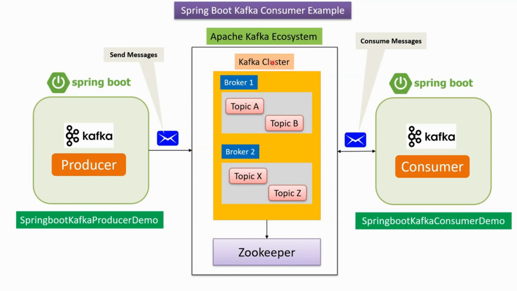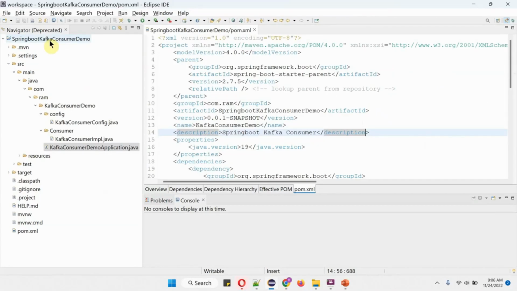It has a Kafka cluster and it has brokers, and each broker has topics, and on the right side you can see the Spring Boot application. The Spring Boot application name is Spring Boot Kafka Consumer Demo, and it has consumer code. Using the Spring Boot application, we will see how to consume messages from Kafka topic which is installed in Amazon EC2 instance. Here you can see the Spring Boot Kafka Consumer Demo project and its folder structure and the files.